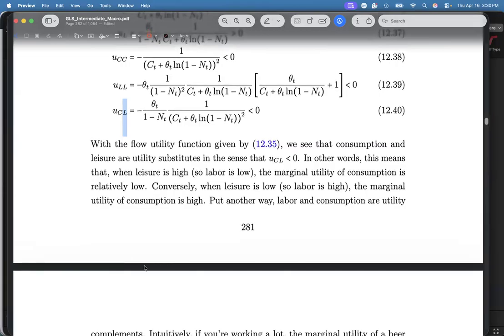Okay. We see that consumption and leisure are utility substitutes in the sense that UCL is less than zero, right? This is in contrast to the production function relationship, where the higher capital you have, the higher your marginal product of labor. That means that capital and labor are not substitutes, but what's the opposite of substitutes? Complements. Correct, they're complements. Whereas leisure and consumption are, in this case, utility substitutes. Okay.